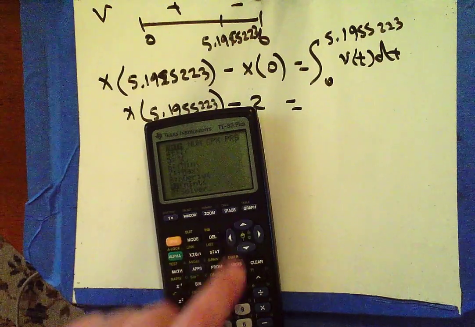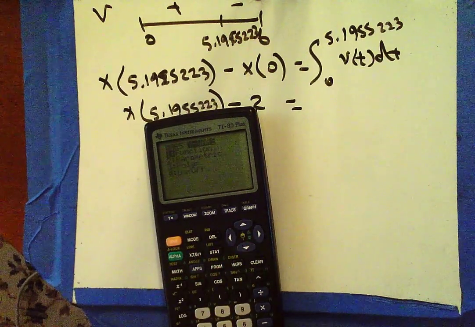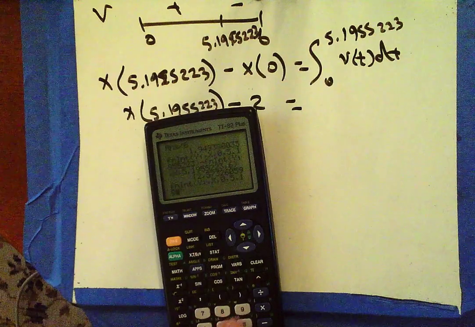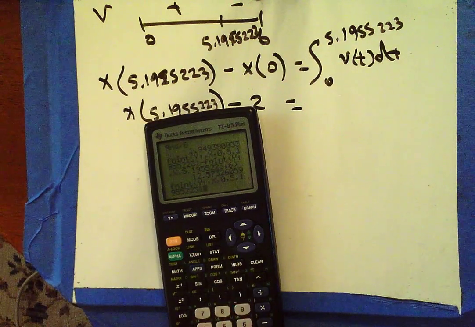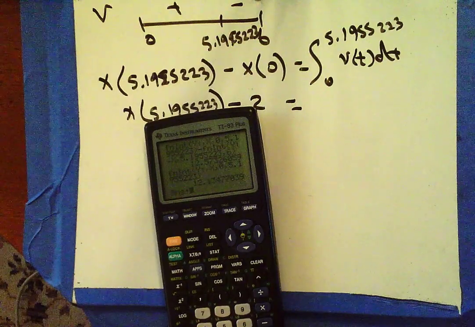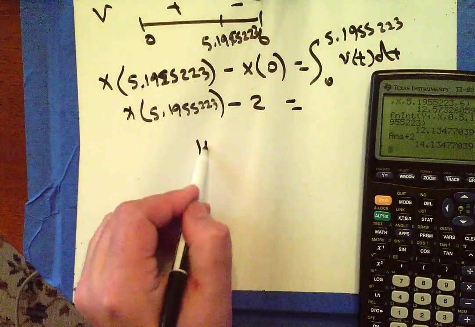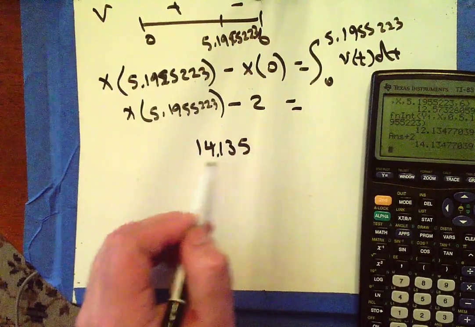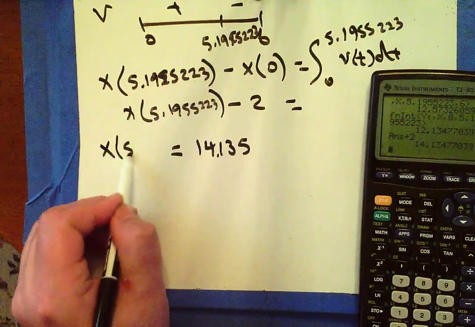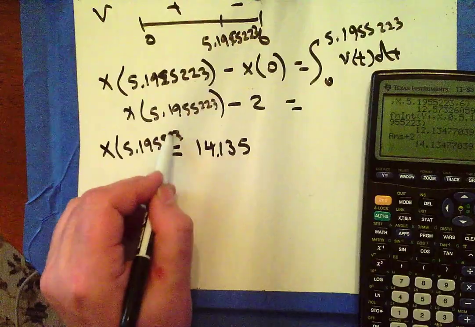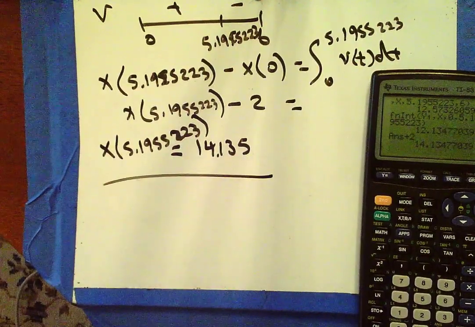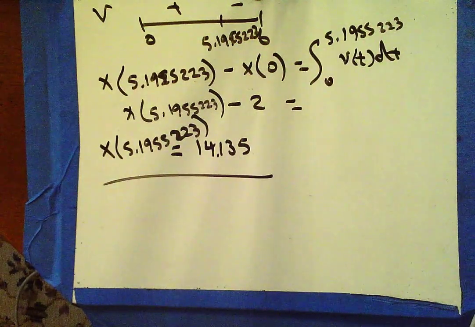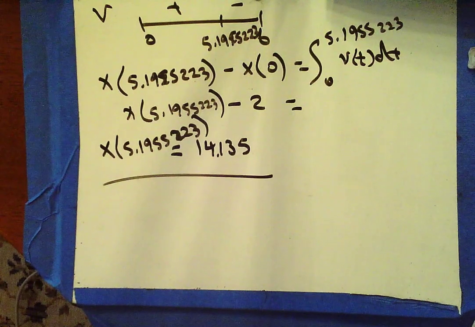And integrate y1, comma x, comma 0, comma 5.1955223. And I want to add 2 to that number. And so I get 14.135 equals x of 5.1955223. All right, we're all done. I hope this was helpful in going through this. Certainly, I'm sure you know whether or not an object is increasing or decreasing at this point.